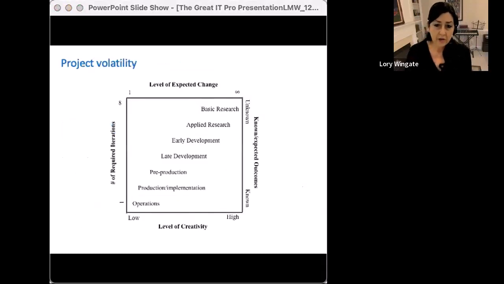Keep in mind, too, that project volatility can drive the perception of quality. So stability or a low level of change, a low number of required iterations on each requirement, and a set of known expected outcomes from a project requires a low level of creativity and can be much easier to help form perceptions of quality around. Conversely, high levels of change around unknown requirements and many iterations to get things right can lead to a perception of a lack of quality, potentially leading to a lack of satisfaction by the customer.